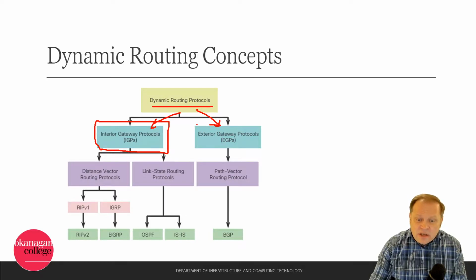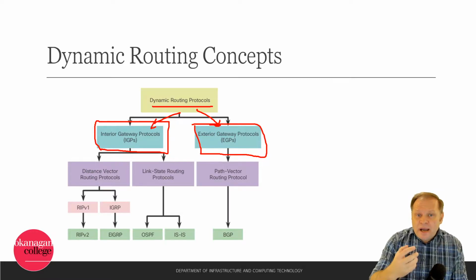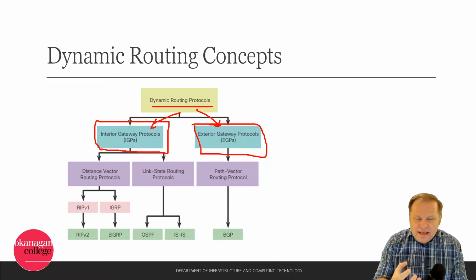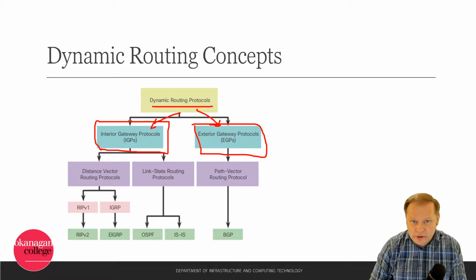On the other hand, we have what we call the EGPs, the exterior gateway protocols, the things that allow our traffic to traverse autonomous system to autonomous system to autonomous system, essentially inside the internet. And there's a certain protocol that works best for that, or at least is most commonly used, and we call that a path vector routing protocol.